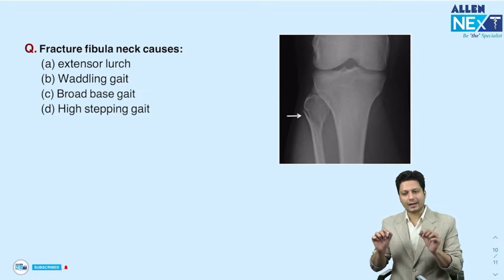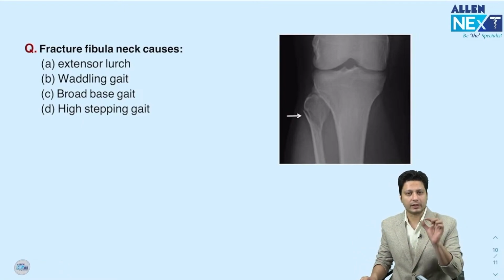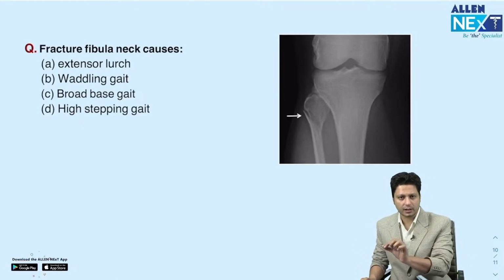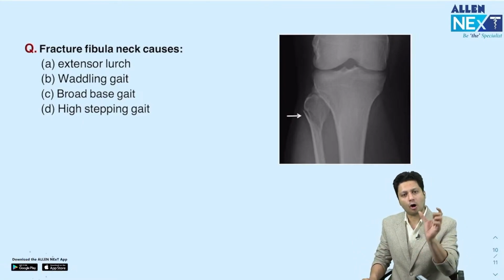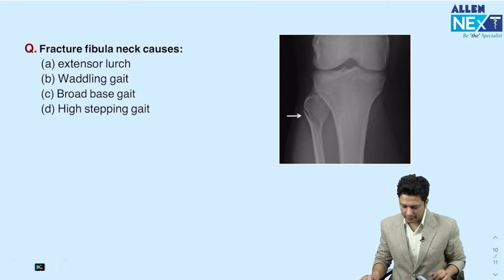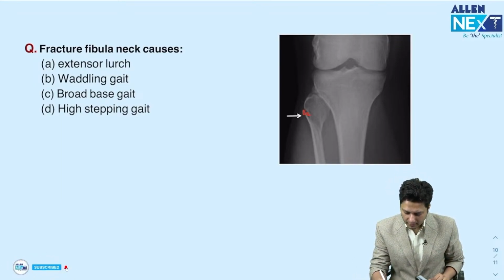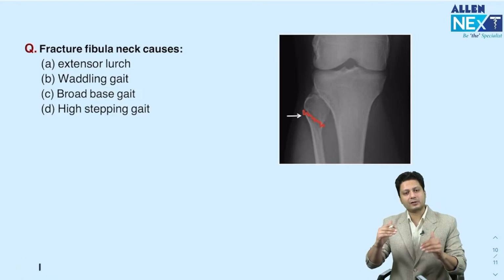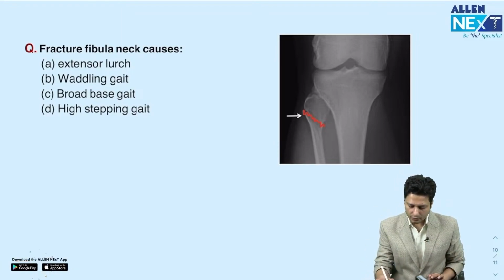So they have started asking about the gait, and the name of the gait with this kind of an injury is going to be a result of a common peroneal nerve injury. Now just try to understand. The name of the fracture over here is the fracture in the proximal aspect of the fibula. So it is the proximal fibular fractures.